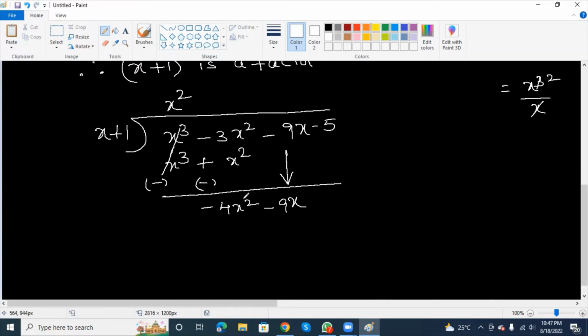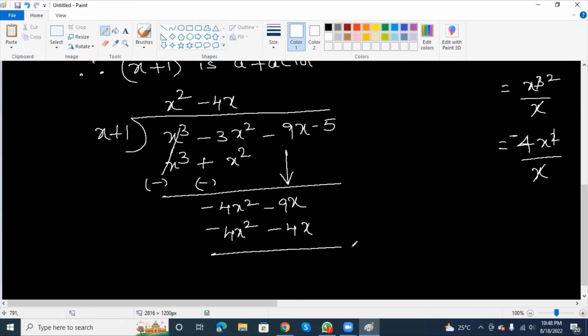So, now take the first term, minus 4x square, divided by the first term of the divisor, x. So, x gets cancelled, and negative 4x is our quotient. Negative into positive is negative. 4x into x is 4x square. Minus into plus, minus 4 ones are 4x.